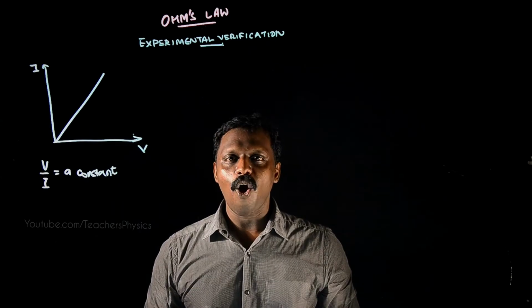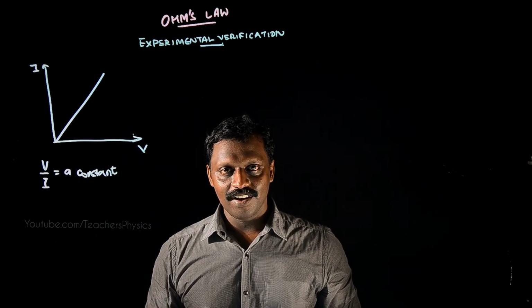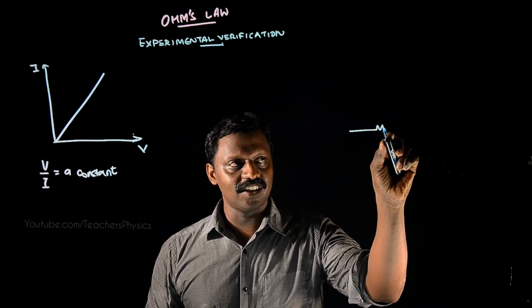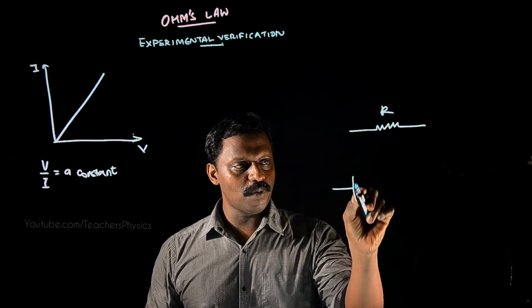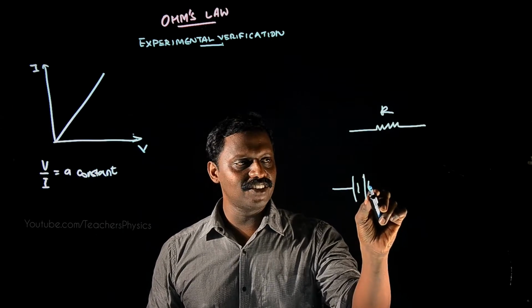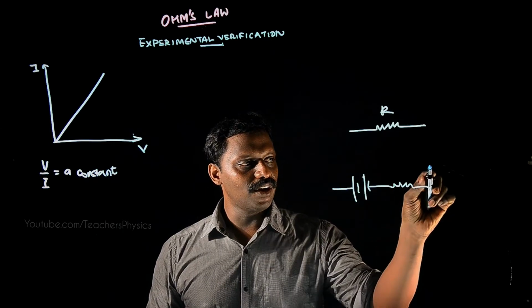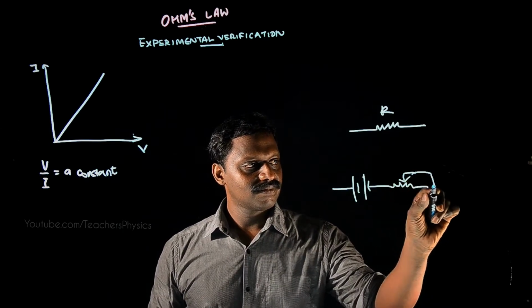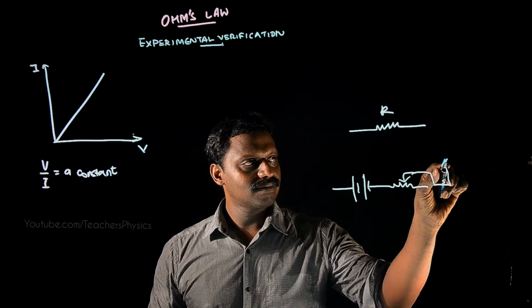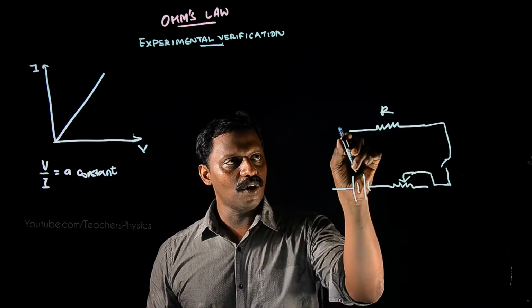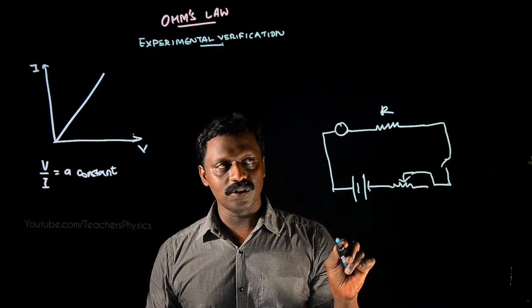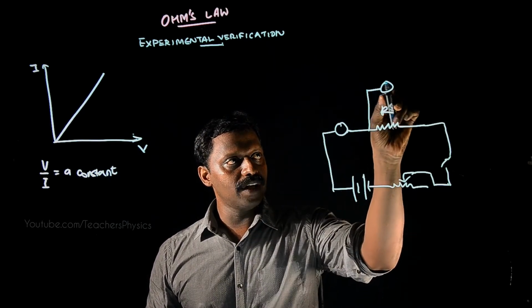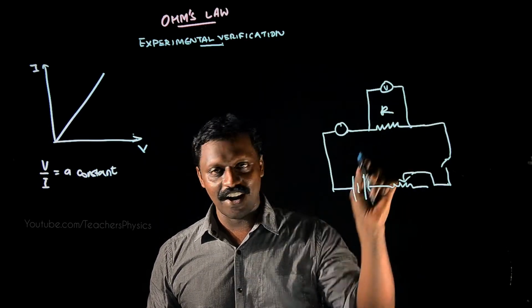To verify Ohm's law in the laboratory, we can connect a conductor of resistance R to a source of potential difference, say a battery, through a rheostat and a key. We can also connect an ammeter in series with the circuit and a voltmeter parallel to the given conductor.